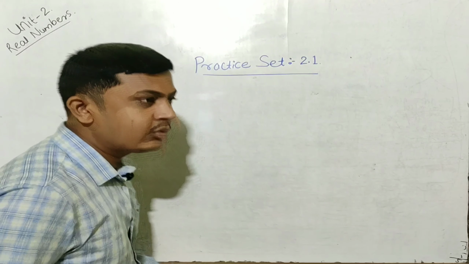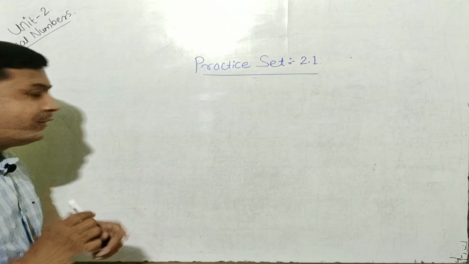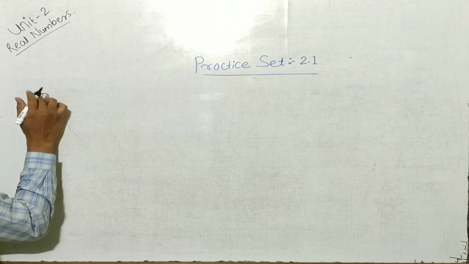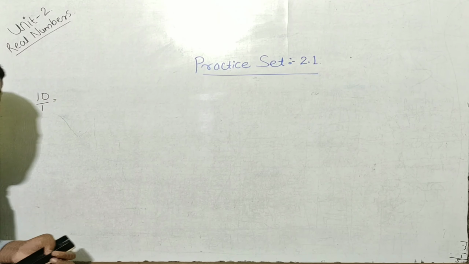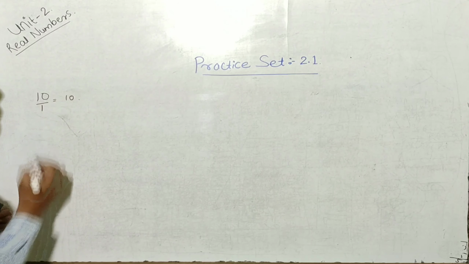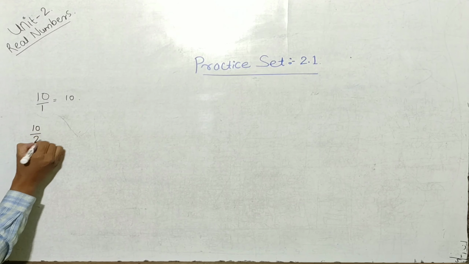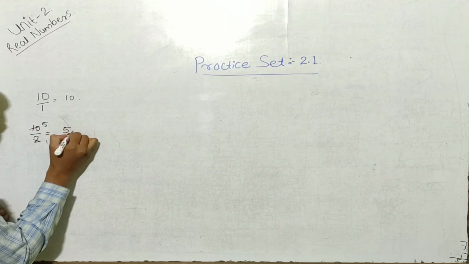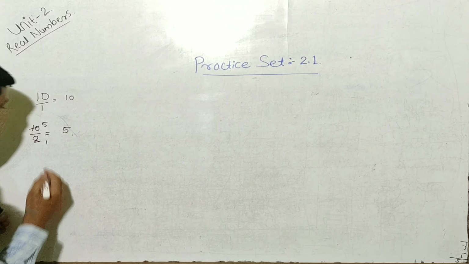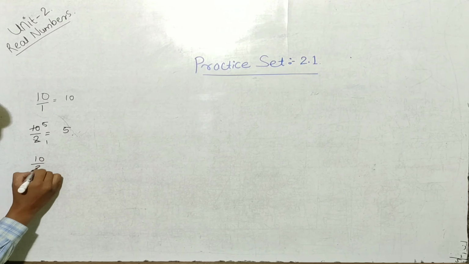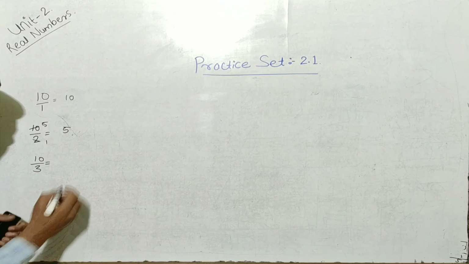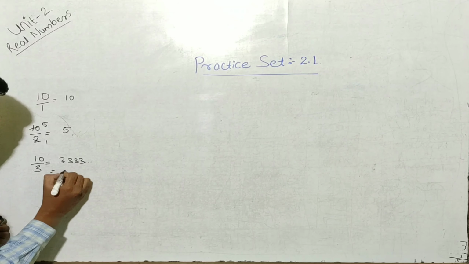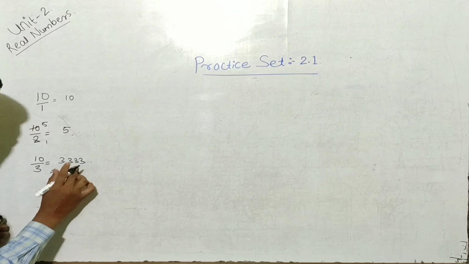Let us take one rational number where the numerator is a fixed number. Consider 10 upon 1. What is the division of this number? 10 upon 1 is equal to 10. Next, 10 upon 2 is what? Simply 2 1s are 2, 2 5s are 10, that is 5. Next, 10 divided by 3. If we divide 10 by 3, we will get 3.333 dot dot dot, which is equal to 3.3 with a dot.